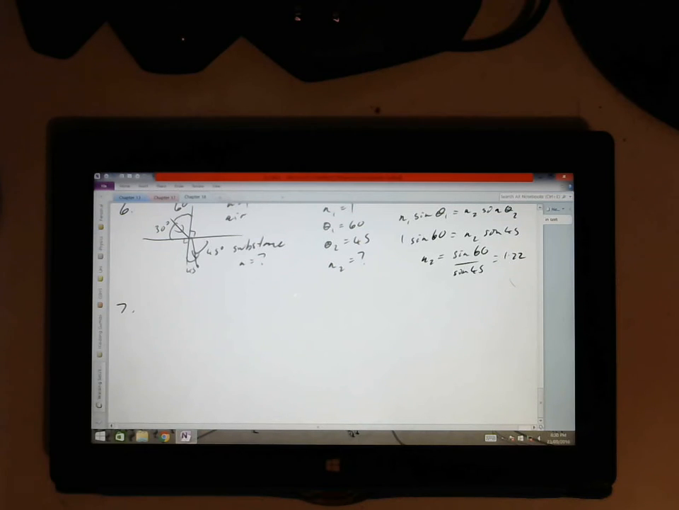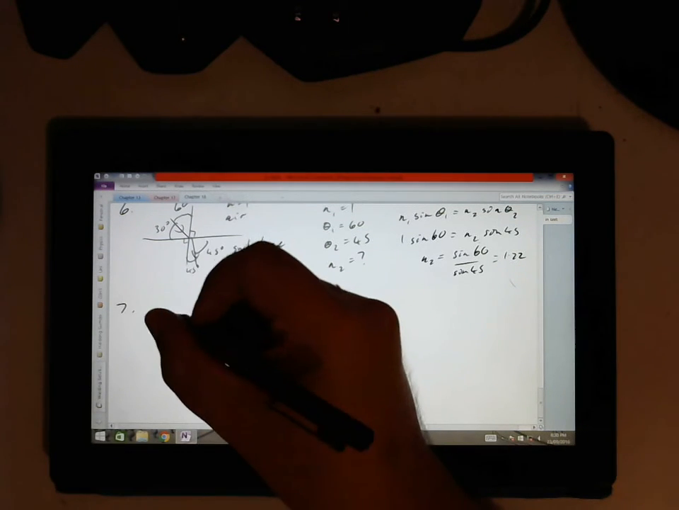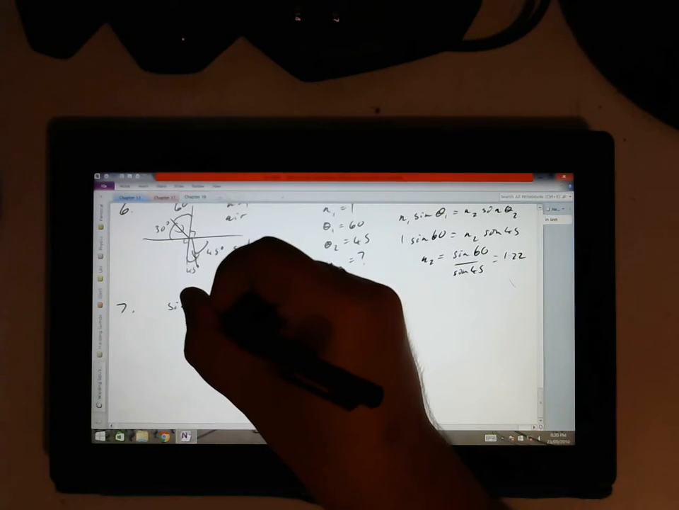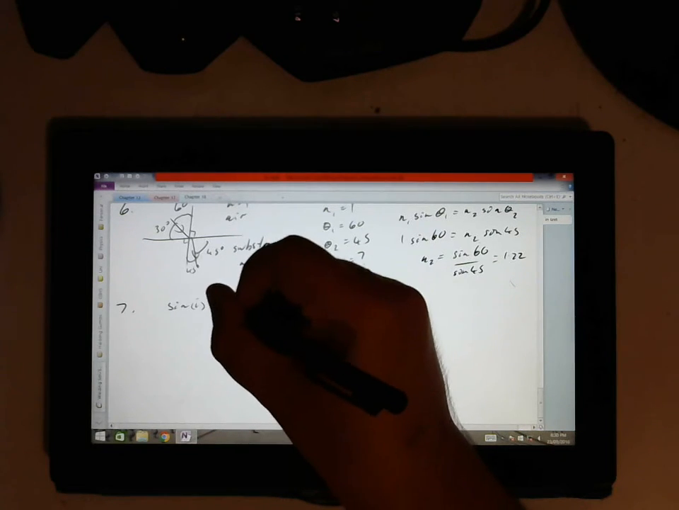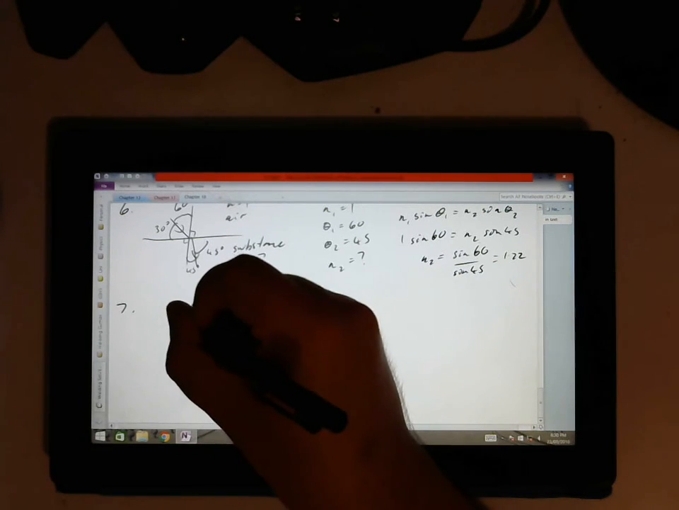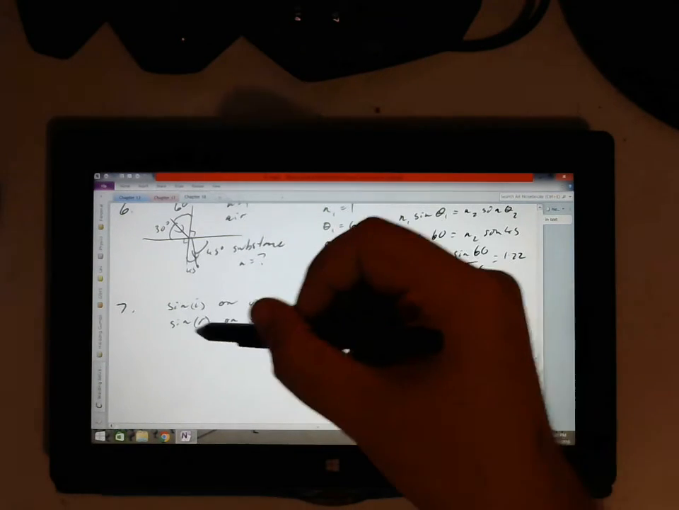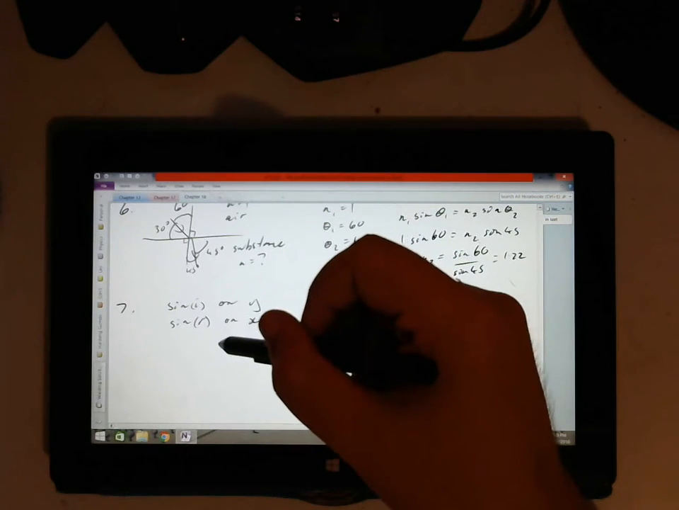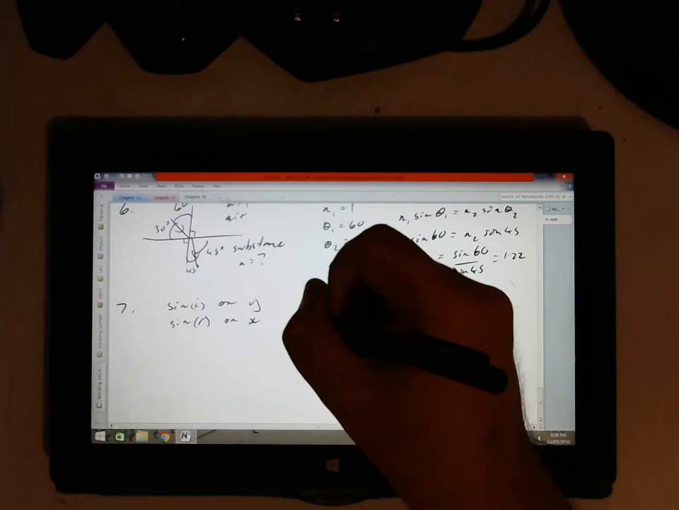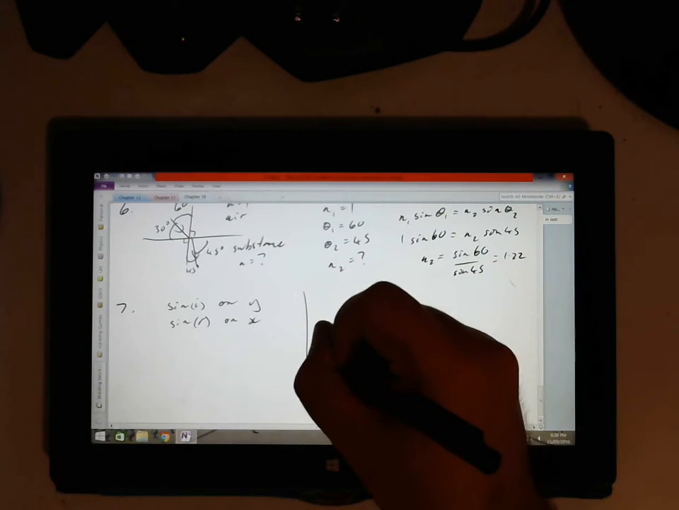So if you plot this, sine I on y, sine R on x. And I'll show you another way to derive that in a second, to figure out the best way in a second anyway. Let's draw that up. It will look something like that.